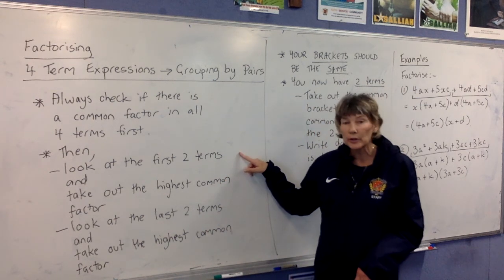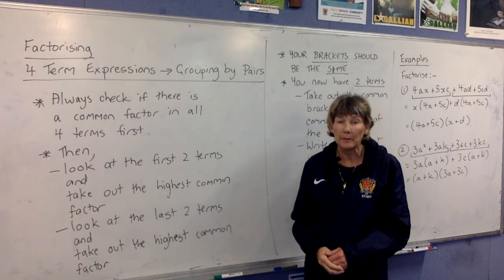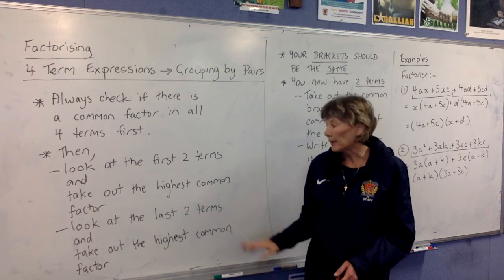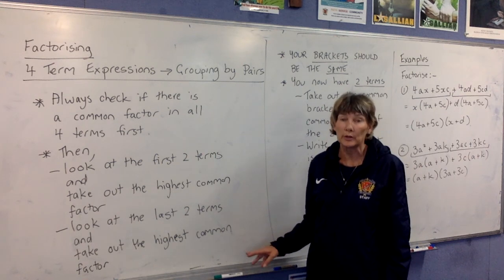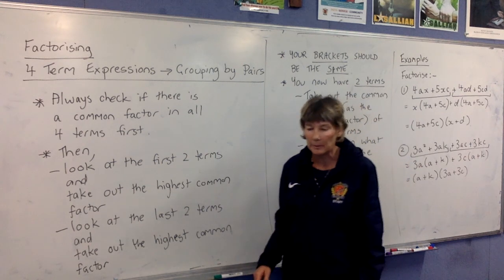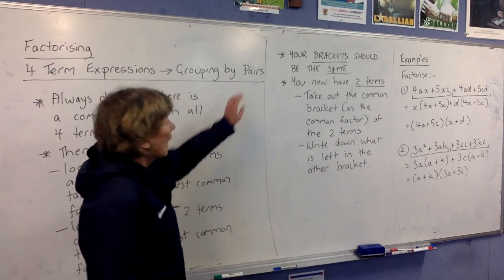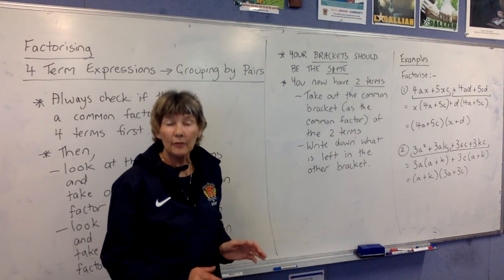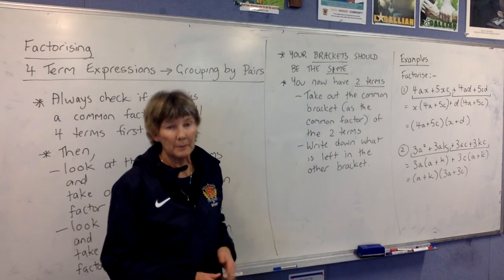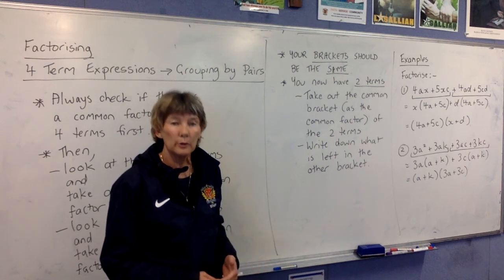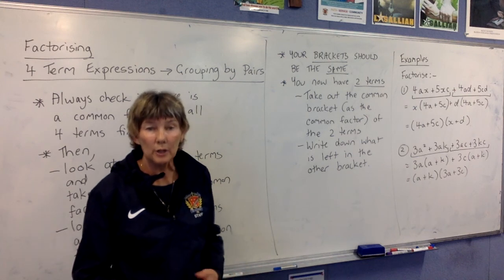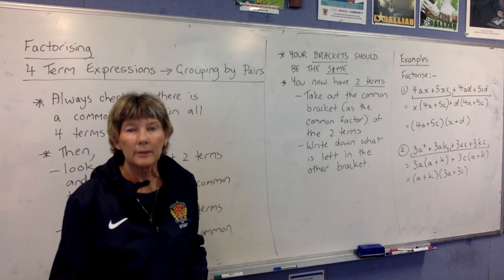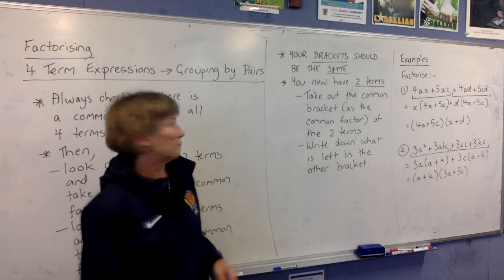So when we look at the first two terms, we're looking to see what common factor we can take out. Obviously the highest common factor. And then when we look at the last two terms, we're going to do the same thing. Take out the highest common factor. After you do that, your brackets that you have should be exactly the same. If they're not, it means that you've made a mistake. You need to go back and check what you've done. You may not have taken out the highest common factor. You might have taken out something with the wrong sign. The brackets need to be the same.